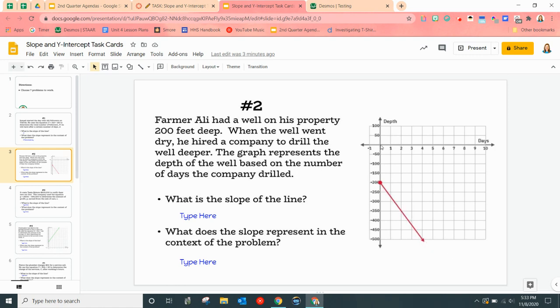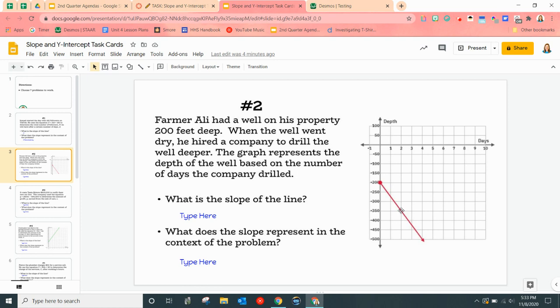So on day 0, before he hired the company to drill the well deeper, his well was already at 200 feet deep. Then after 1 day of digging, the well looks like it was about maybe like negative 275 feet. So they want us to figure out the slope. So it looks like on day 2, the well was at like negative 350. So we need to figure out the slope of the line here. Well, here's one point. I need another point so I can figure out how much it's changing. So what if I use this point right here?